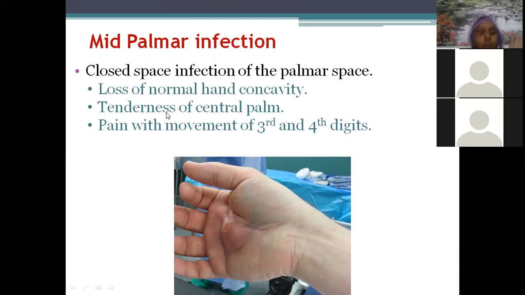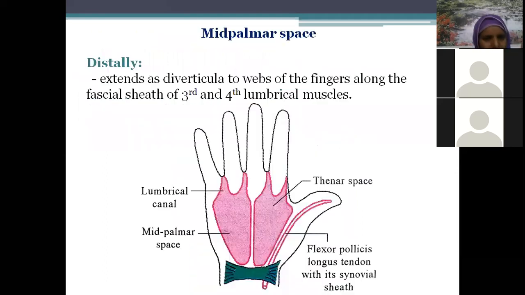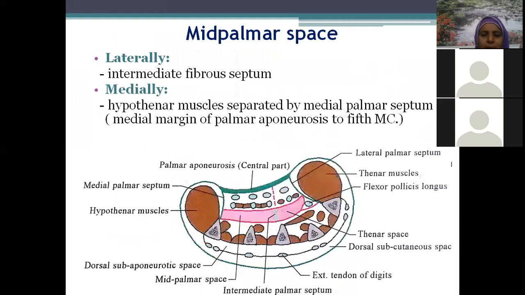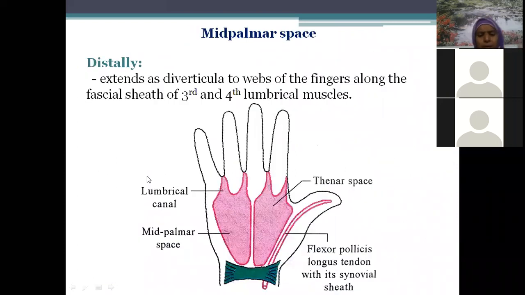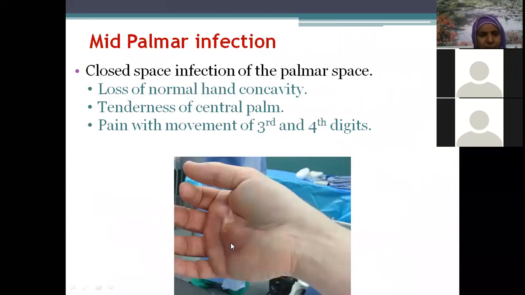So like that, the infection will spread. I'll take you to that picture again. See, infection can be on the skin. From the skin it will go to the palmar aponeurosis. From there it can easily spread to this empty white area, all these empty spaces. This pink space, it can go to the mid-palmar space. From there it can go to the thenar space. Wherever empty space is there between the tendons, infection can easily spread. Very dangerous, so painful it will be. That is mid-palmar infection, a closed space infection of the palmar space.